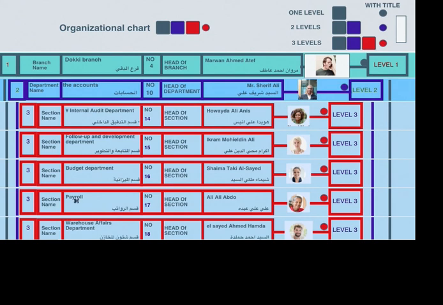Section name payroll, section number 17. Head of the section, Ali Abdo. Section name warehouse affairs, section number 18. Head of the section, El Said Ahmed Hamda.